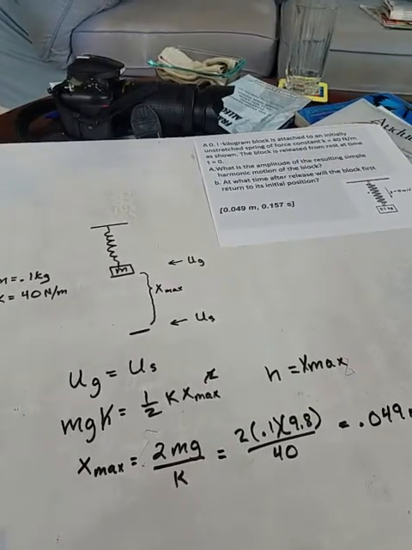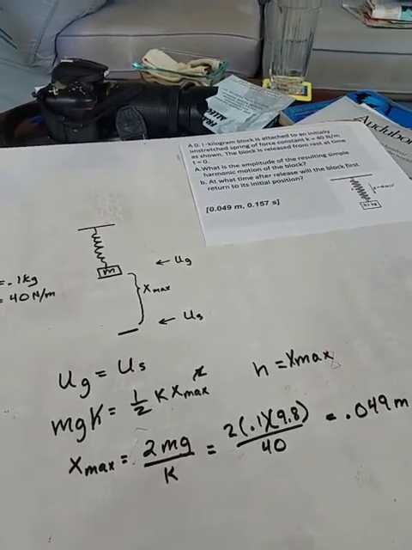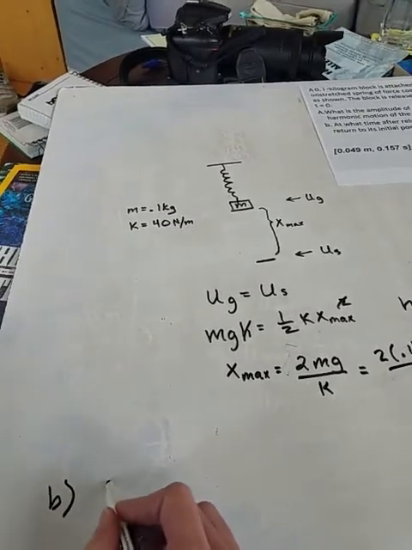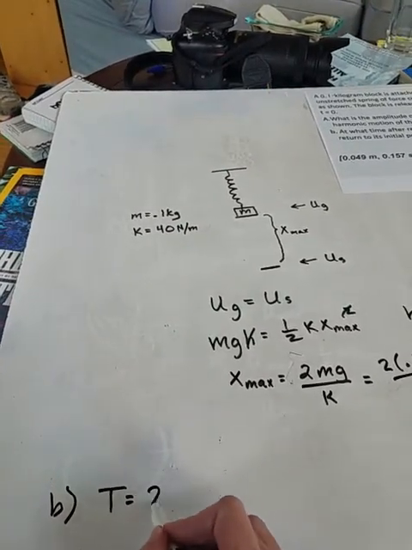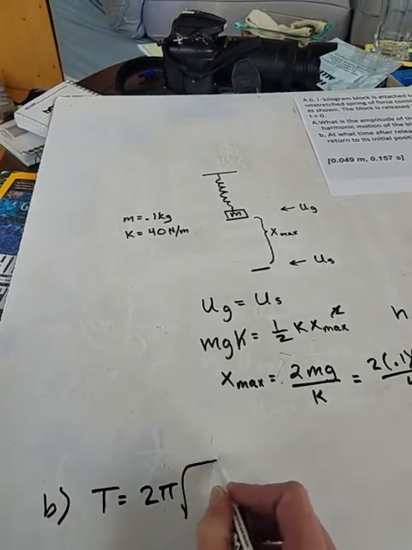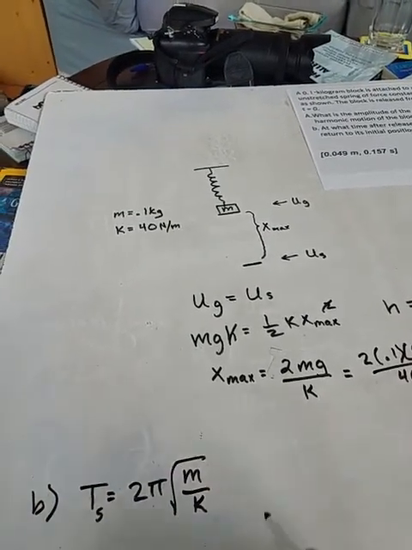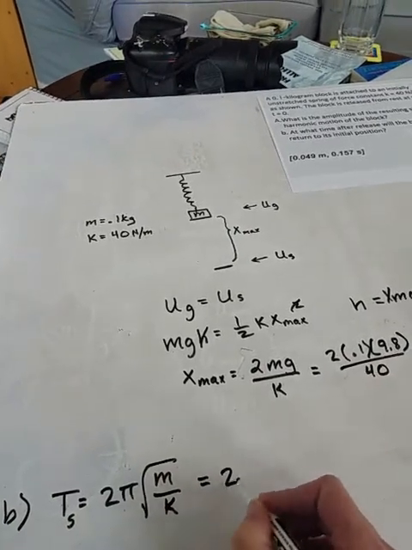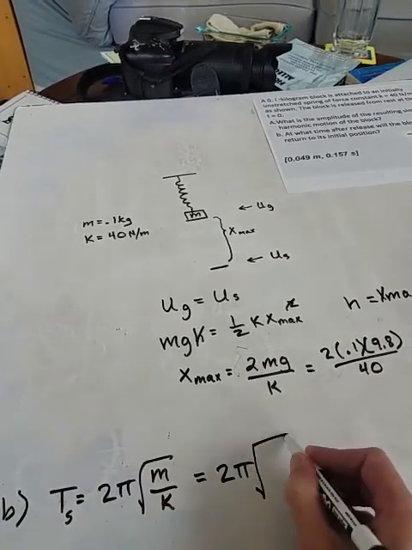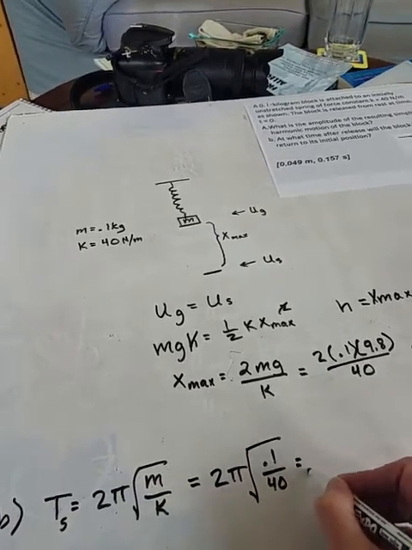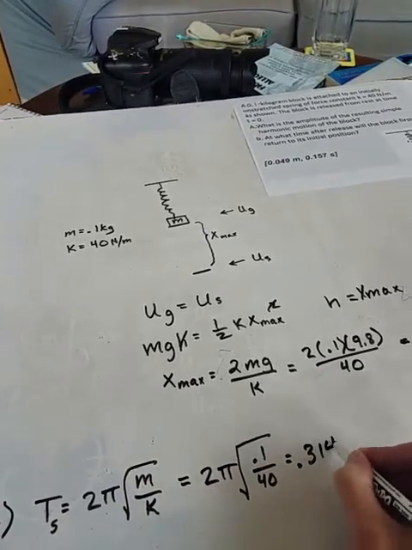Part B, we're looking for the period. We know how to find period. T is equal to 2 pi square root of m over k, from that equation on our equation sheets. That's our period of springs. This is going to be 2 pi square root of 0.1 over 40, and that's equal to 0.314 seconds.